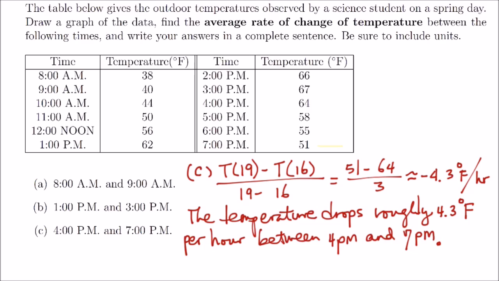For part C, I get T of 19 minus T of 16, divided by 19 minus 16, which from the table lookup, I get 51 minus 64, divided by 3. This, after rounding, gives me about negative 4.3 degrees Fahrenheit per hour, which means that the temperature drops roughly 4.3 degrees Fahrenheit per hour between 4 p.m. and 7 p.m. So I use the word drops because you actually get a negative quantity for your rate of change. I use the word roughly because, after rounding, I get that number. And these calculations conclude this problem.